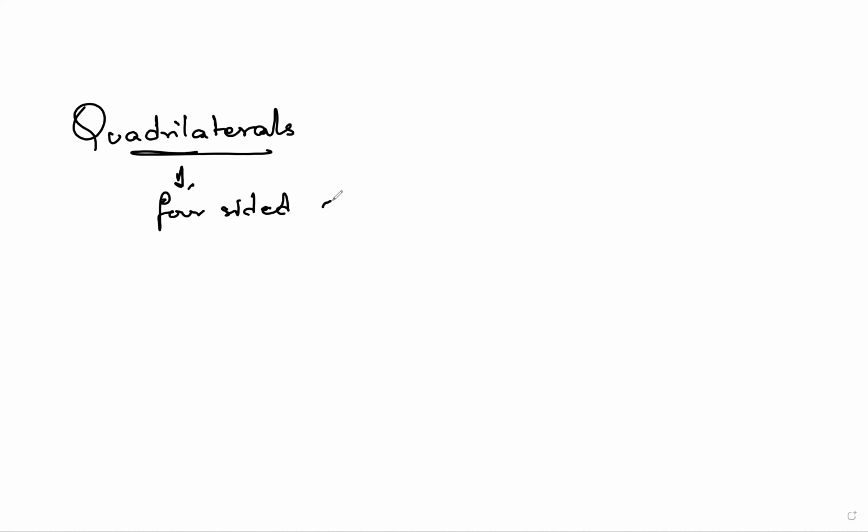So this video recalls the concepts of understanding quadrilaterals, the third chapter of grade 8 term. In this chapter, we learn about quadrilaterals. So what are quadrilaterals? Quadrilaterals are four-sided figures, four-sided polygons, you can say.